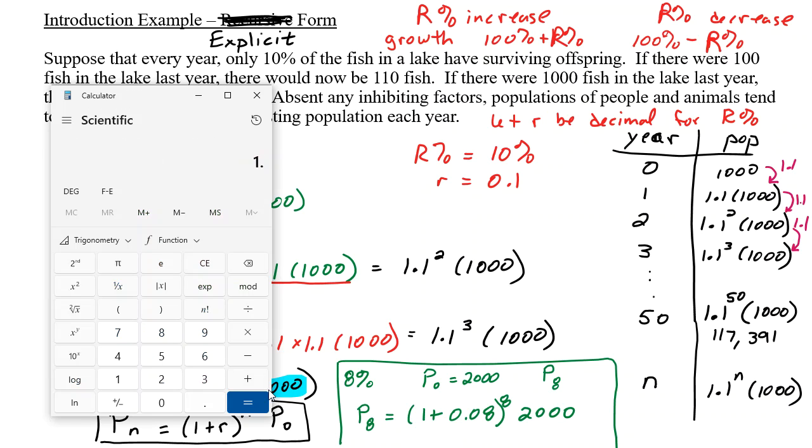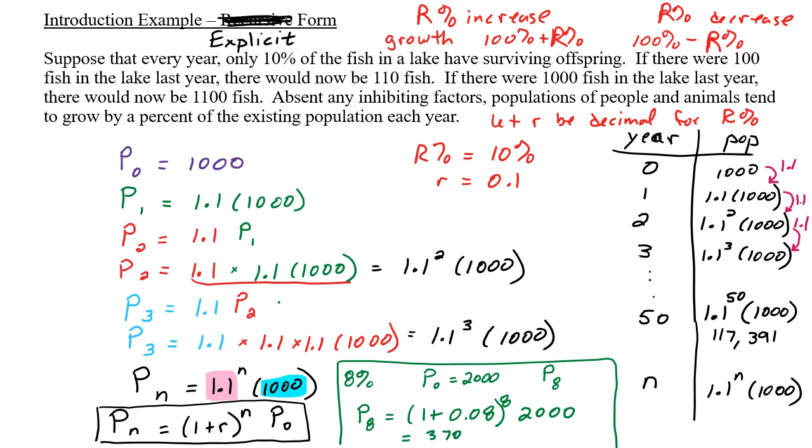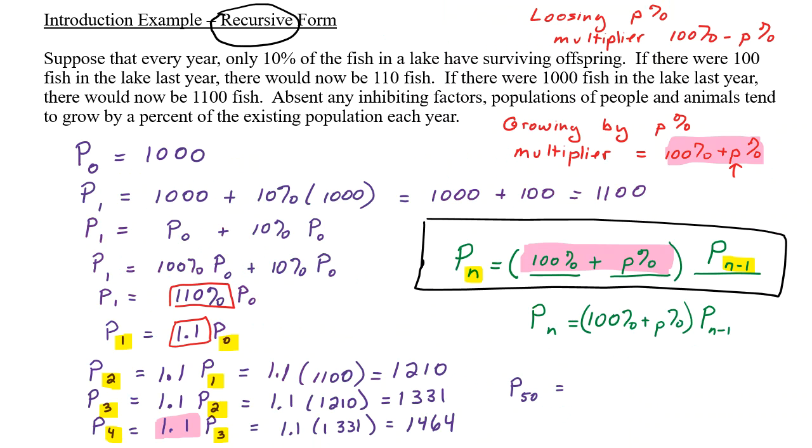Very quick. 1.08 to the 8th power times 2,000. So under this model, in 8 years, we're going to have about 3,700 fish. All right, 3,702. So that is the explicit formula for exponential growth. And remember, the key characteristic of exponential growth is percent increase or decrease. It has to be increasing or decreasing by the same percent, which will not be the same amount.